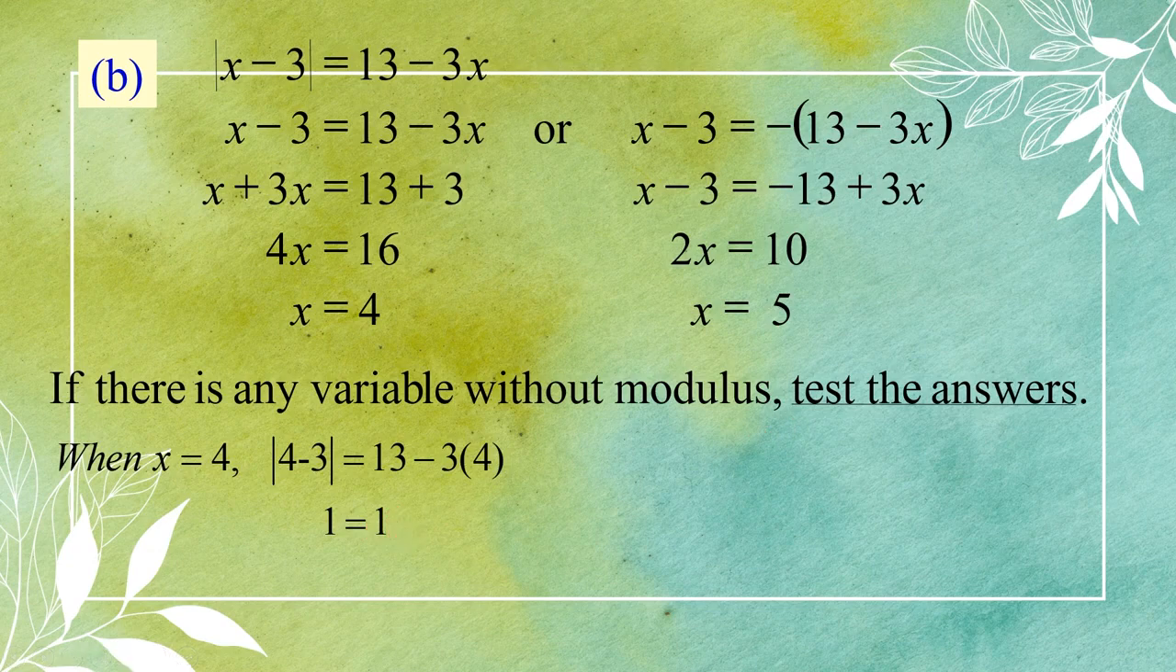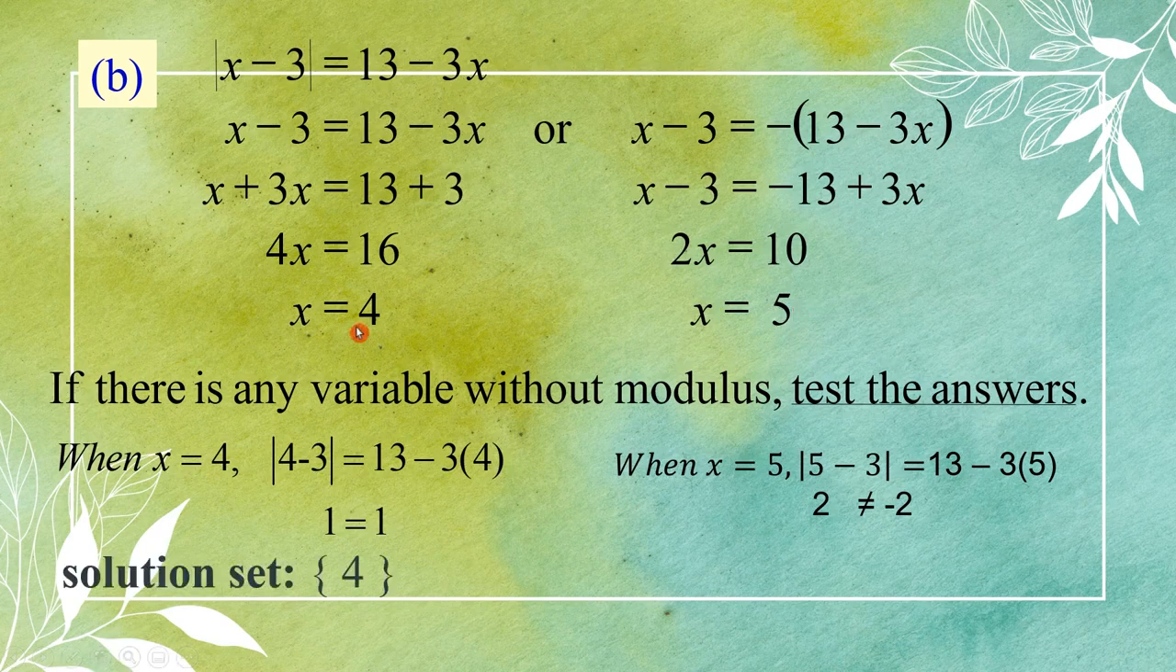Let's check when x equals 5. We substitute 5 in our equation. 5 minus 3 we get 2. 13 minus 3 times 5 we get negative 2. Since left hand side is not equal to the right hand side, we cannot take x equals 5 as our answer. Therefore, we only have one value of x, which is 4.